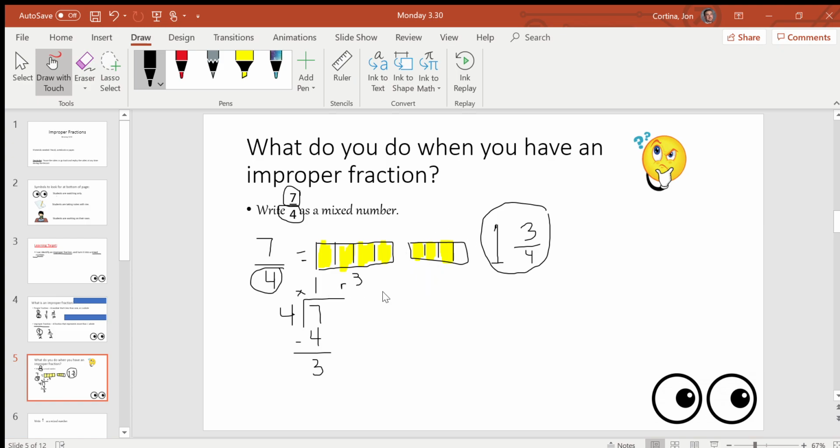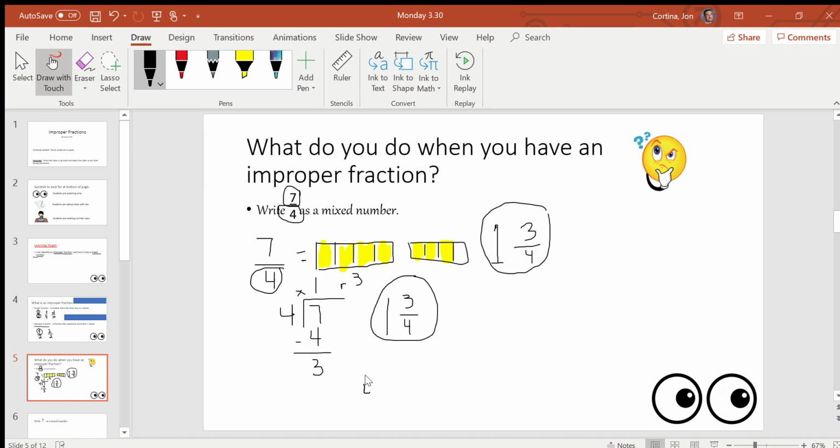So our total mixed number is 1 whole and 3 fourths. Okay? So really, the last strategy is very similar to this one, where you just skip count by the denominator until you get to the numerator.